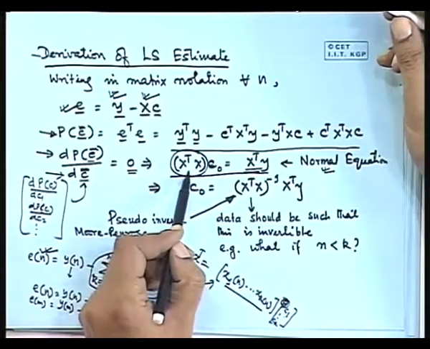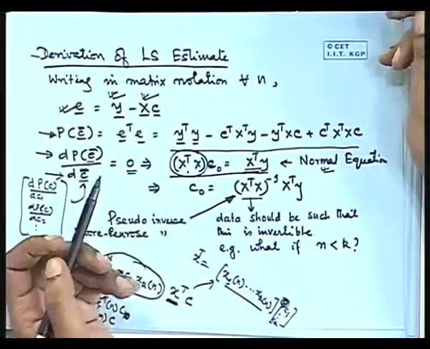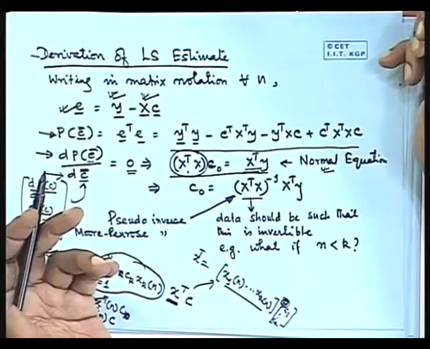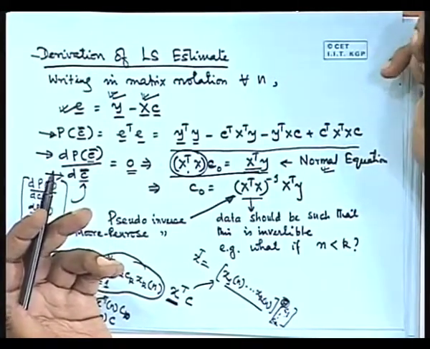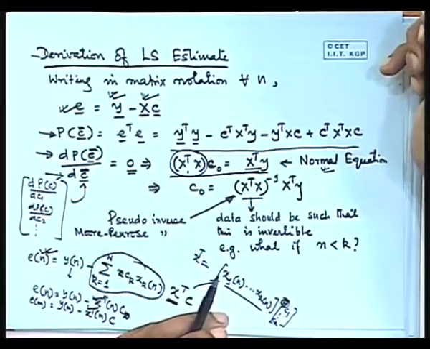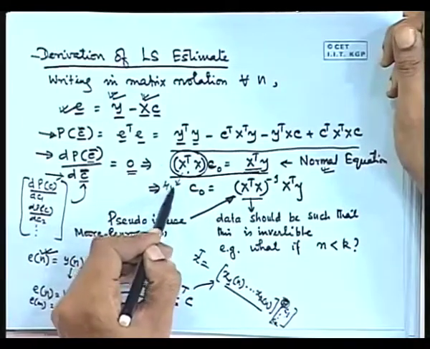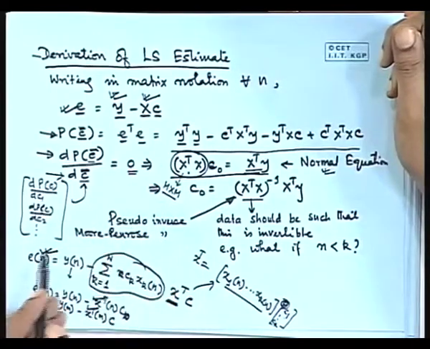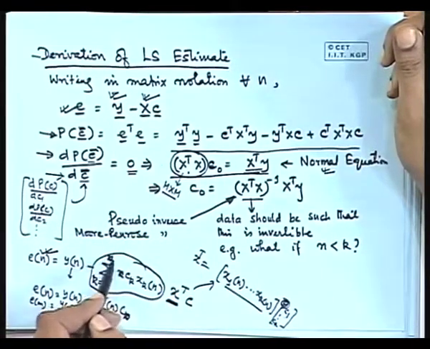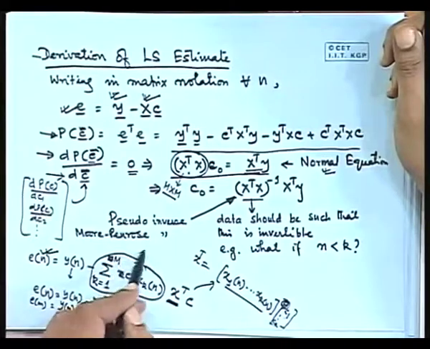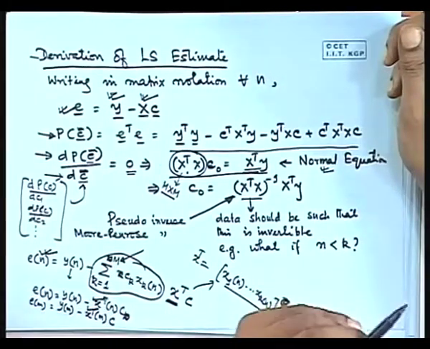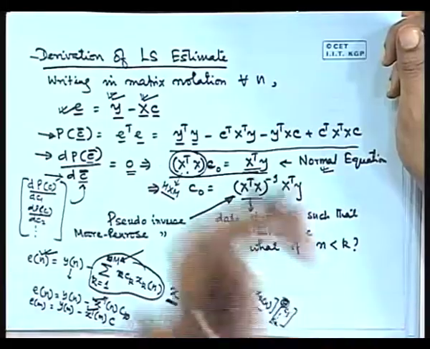What is the dimension? I have written x transpose x inverse. Is it invertible? Is it square? It's capital M by capital M, where M is the number of terms here. Sorry, this should be M. That is the order of your FIR filter. N is the number of points. M is the order of the FIR filter. In the estimate, how many terms you are taking.